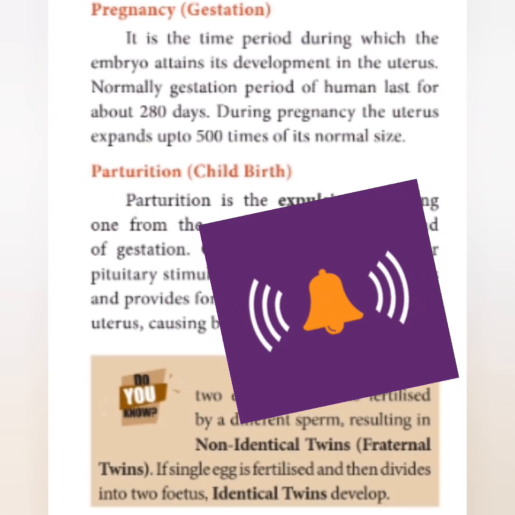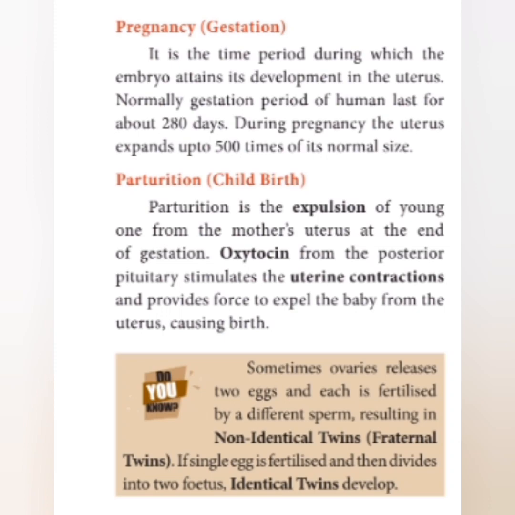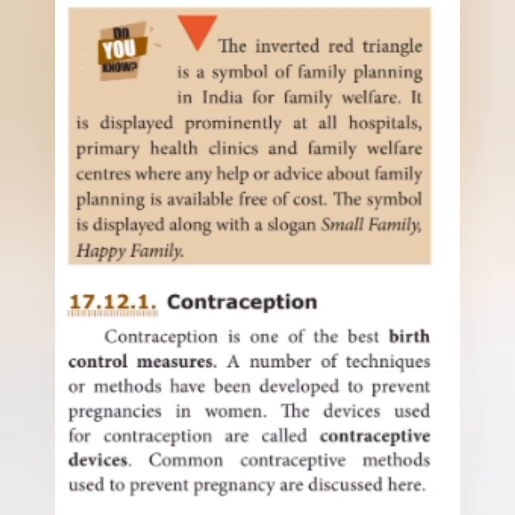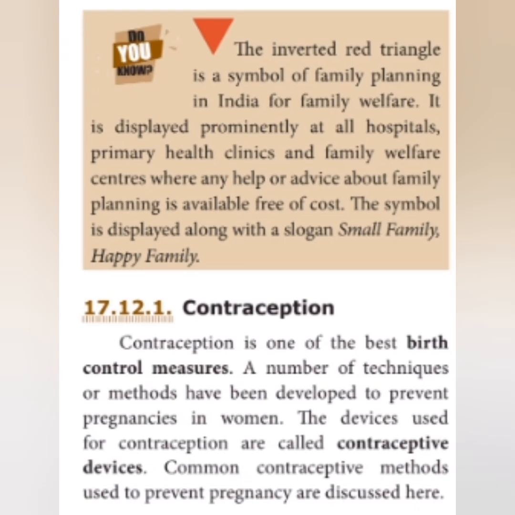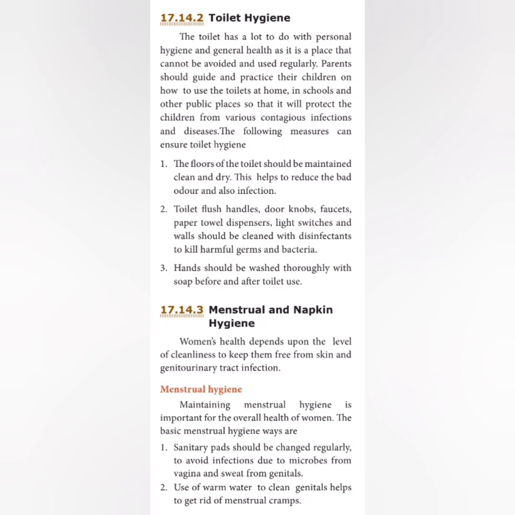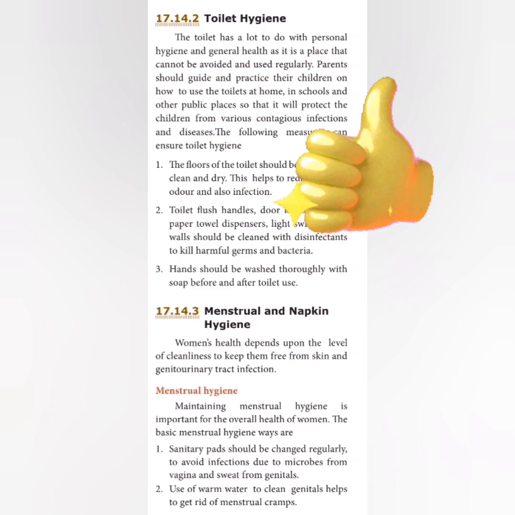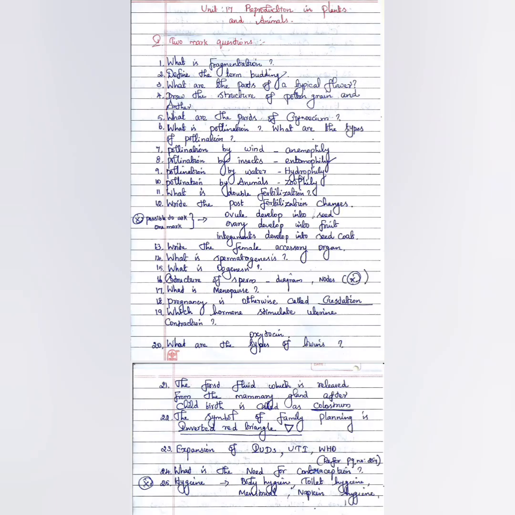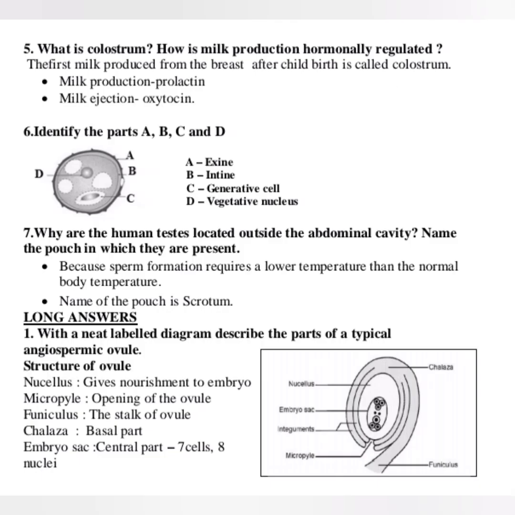Pregnancy, this period we can call the gestation period. During this time the uterus expands to 500 times its normal size. And the next one, what is the symbol of family planning? That is an inverted red triangle. That is very important. And what is contraception? It is a birth control measure. And the next one is toilet hygiene, menstrual hygiene and napkin hygiene. Surely they will ask any one question, very important, because hygiene topics are asked in interior questions. So you can refer to those questions also.